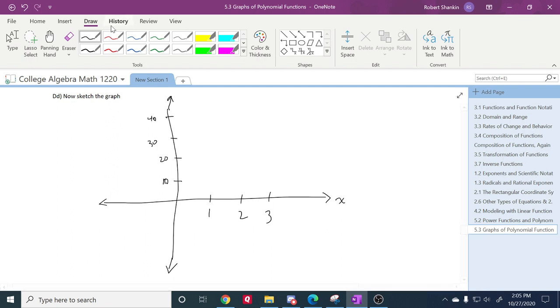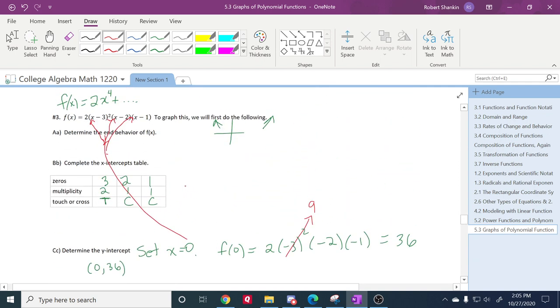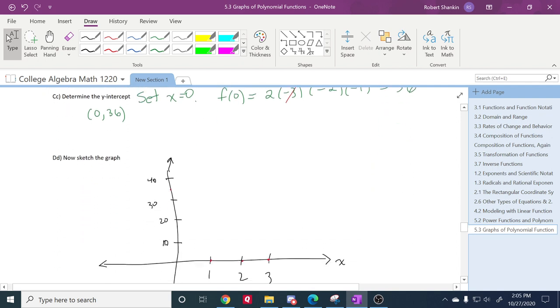36 is going to be somewhere up here. And then these, we're going to be touching or crossing each one of these, and we are going to be hitting this. And we're going to have this end behavior. So on the very far left and on the very far right, we know it goes up. We know it comes through this y-intercept.